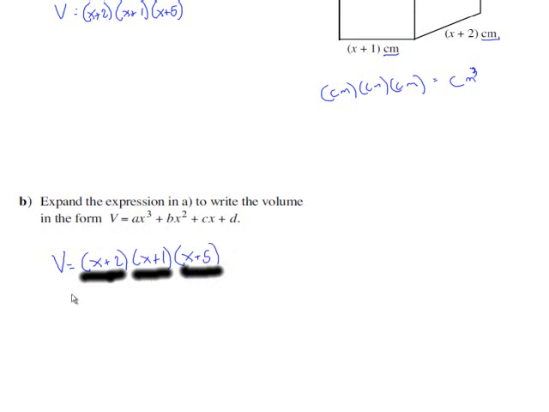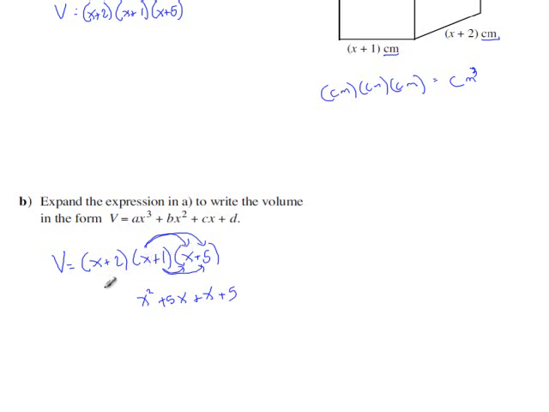Personally, I think I'm going to multiply the x plus 1 and the x plus 5 together, so that I'll have a nice binomial in front. That's just my personal preference, though. Okay, so when I multiply the x plus 1 and the x plus 5 together, x times x is x squared, x times 5 is 5x, 1 times x is just x, and 1 times 5 is 5. Okay, so that's the result of multiplying these two.